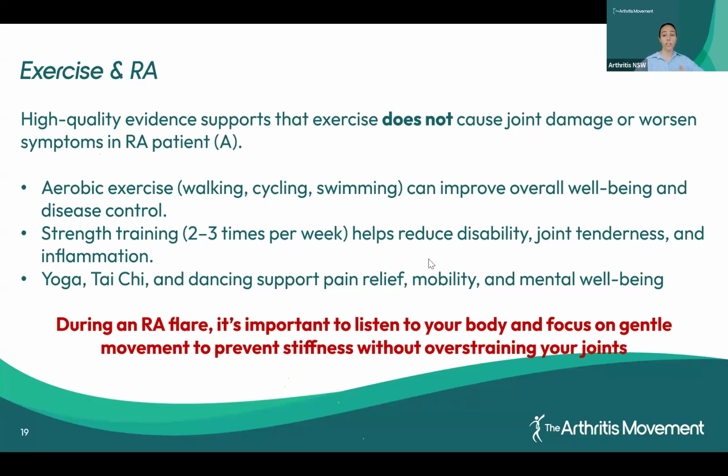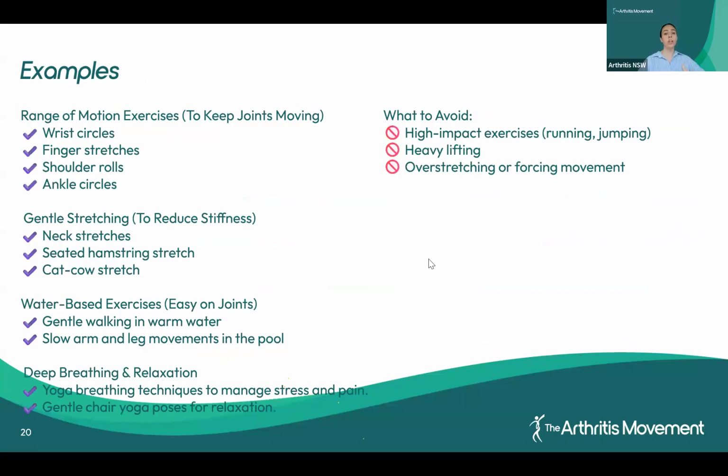So very light stretching or range of motion activities are going to be the best kind of activities you can do. So when we're talking about gentle activities or range of motion exercises, it could just be moving your wrists in circles, finger stretches, shoulder rolls, maybe cat-cow stretches. But having an exercise plan that fits your individual needs, symptoms, and limitations can help, especially during those severe bouts of stiffness, and prevent the stiffness from worsening. These kinds of exercises are going to be good because they're not going to overload the joints as well. And of course, we want to avoid those high impact exercises, heavy lifting and overstretching or forcing movement.